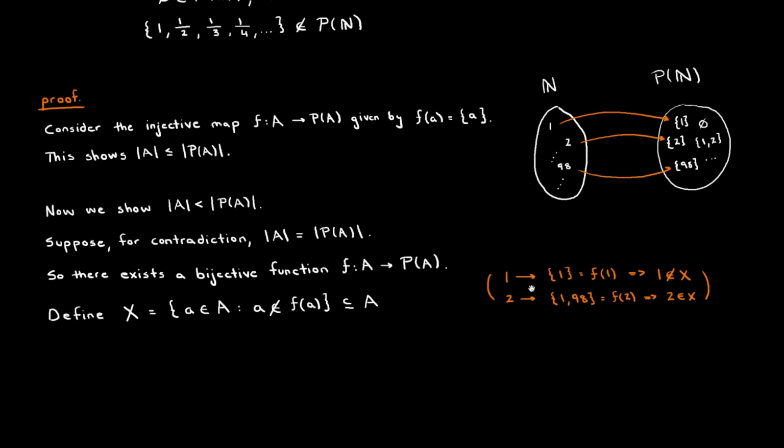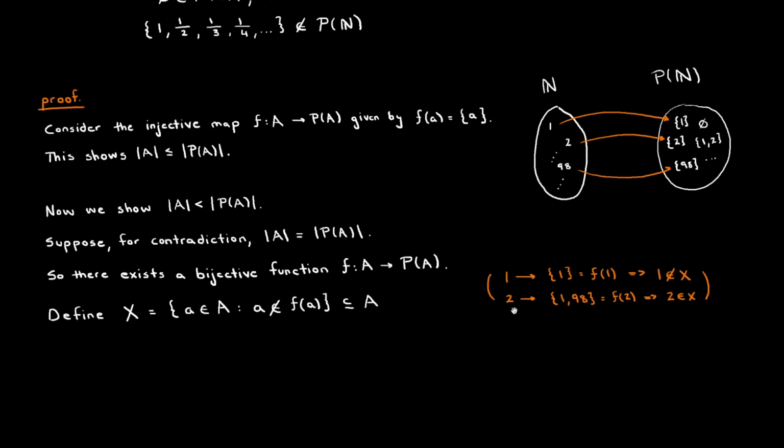So you can see that 1 is getting mapped onto 1, which is f of 1. In this case, 1 shows up in its image. So therefore, we cannot collect it in this set, because the condition is that A must not show up in its image. Over here, 1 is showing up in its image, so therefore 1 is not in X. Let's take a look at another example.